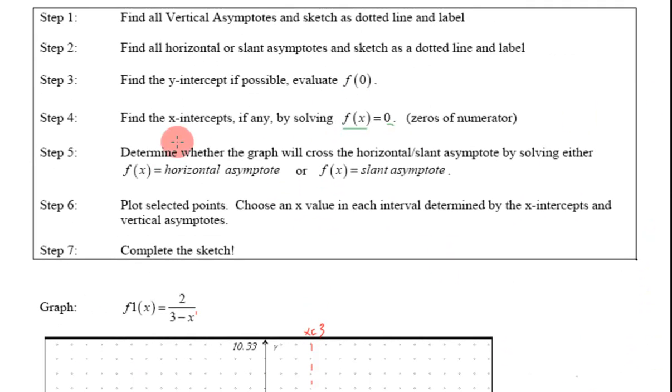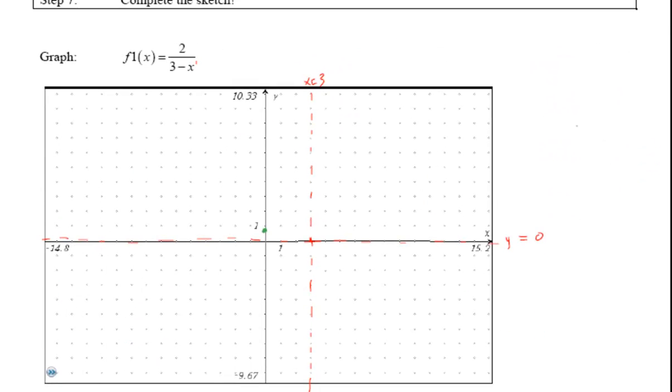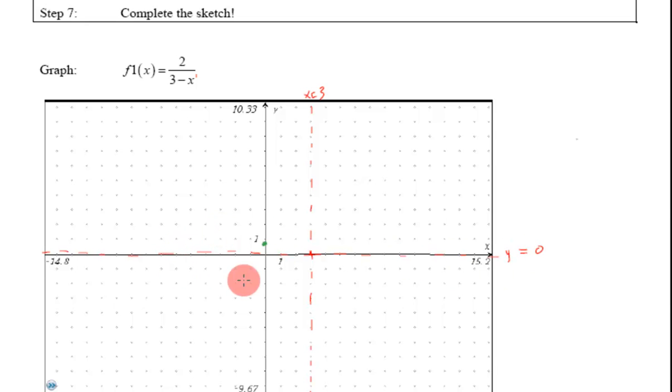Alright, next then, determine whether the graph will cross the horizontal or slant asymptote by solving either f of x equals the horizontal or f of x equals the slant. We have a horizontal. I want to know, does the graph cross it? I kind of already know that though, because it's on the x-axis, right? The horizontal is the x-axis and it doesn't cross it. But this is the way I would do it. The horizontal asymptote is 0. So I would let y equal 0, and then 2 over 3 minus x. Again, I solve it by multiplying by 3 minus x. These cancel, and this is 0. So 0 equals 2 again is not true. So again, it doesn't cross this line at all.